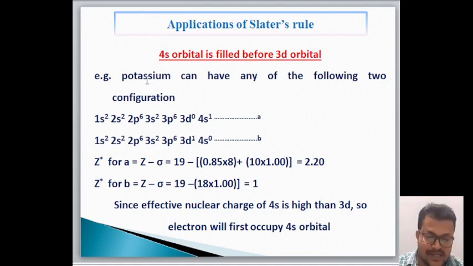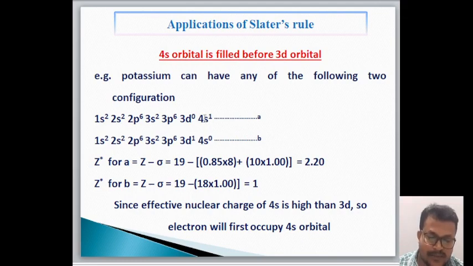Potassium has atomic number 19. Potassium can have either of these two configurations. 1s2 2s2 2p6, 3s2 3p6, 3d0 4s1: we have numbered this configuration A. Similarly, it can have the configuration 1s2 2s2 2p6, 3s2 3p6, 3d1 4s0: we have numbered this configuration B. Now we will see which configuration will be applicable for potassium. First we will calculate the effective nuclear charge for configuration A, that means for the 4s electron.